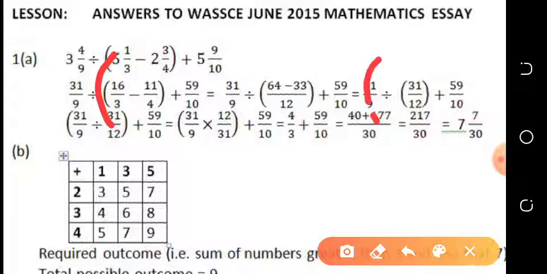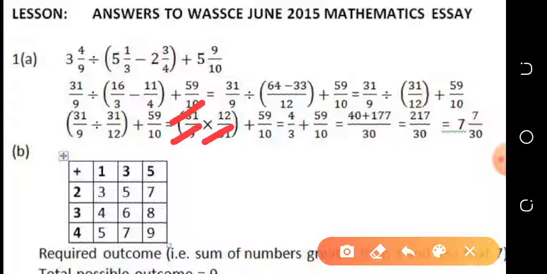We have division here. So you focus on the division and simplify that. You bracket, you mark out the ones that have division and simplify that. How do we do that? You change division sign to multiplication sign and invert this 31 over 12. That's going to be 12 over 31. Now let's move on. You have 31 over 9 times 12 over 31. You still bring down this 59 over 10 there. Now simplifying that, you have 31 cancels 31.